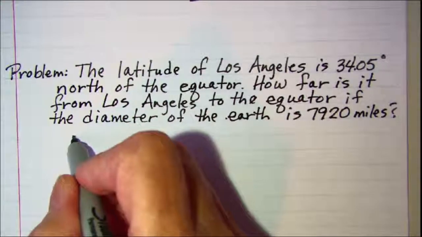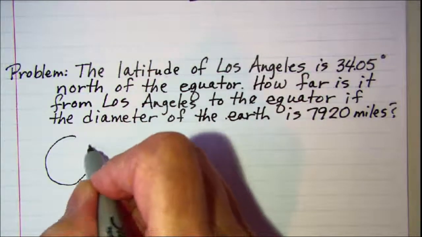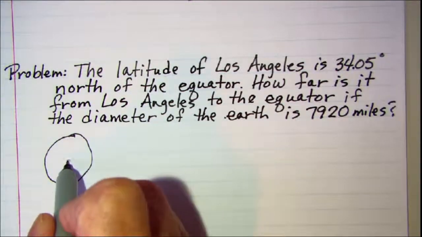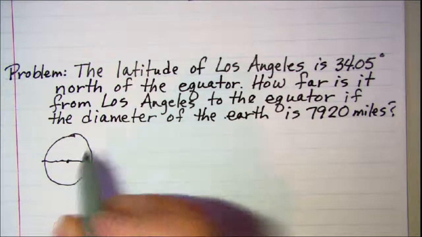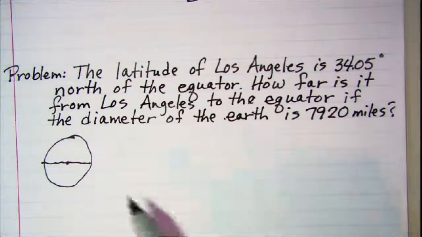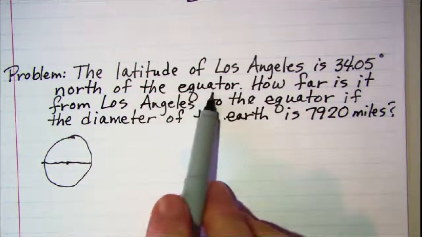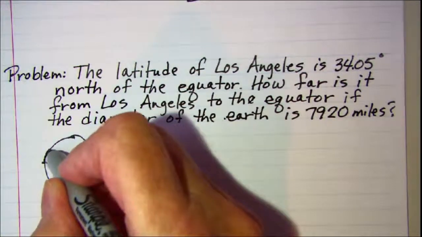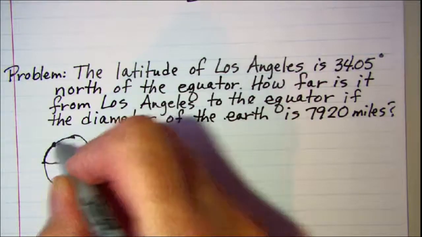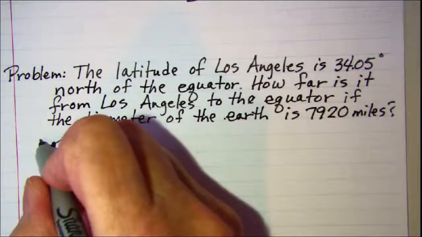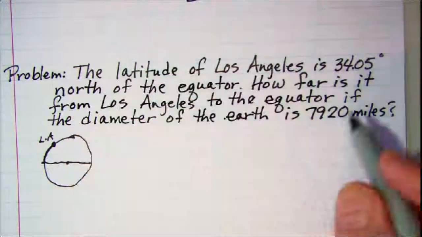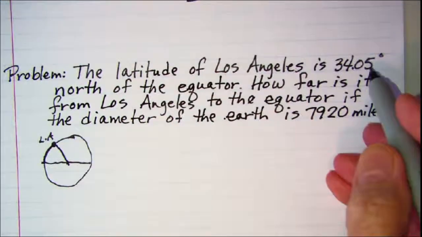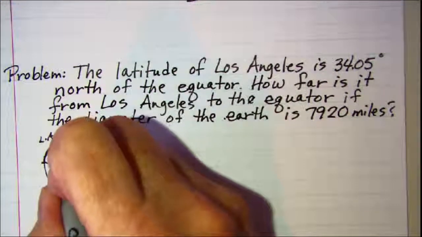Now what we're talking about then, let's just show this as the Earth, and there's my diameter. And if I measure from the equator, so north of the equator, I can put Los Angeles right here, and the latitude, I can show that as a central angle, 34.05 degrees.